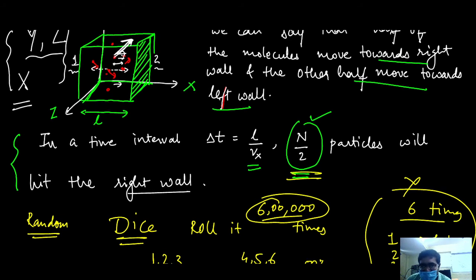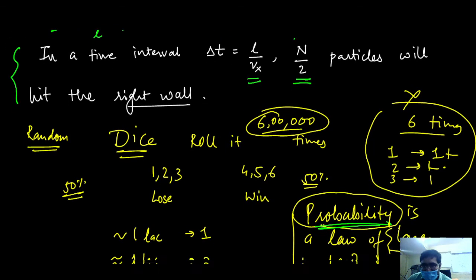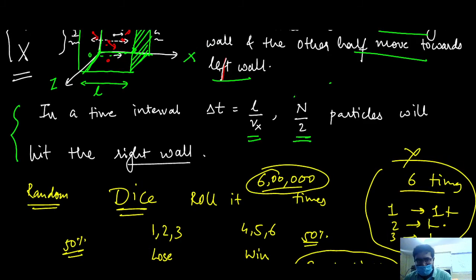Okay, now moving ahead. If we give it a time of L upon Vx, then the molecule that was on the extreme left will also come and hit the wall on the right side. So in time L upon Vx, half of the particles, that is n by 2, will hit the right side. Now we are going to continue on the next page.